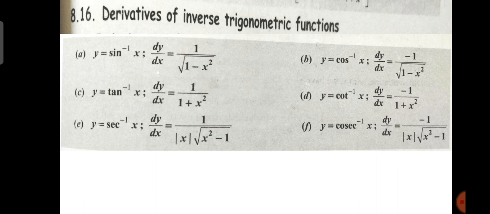So these trigonometric functions are related to each other. The derivative of sine inverse x is given, and the negative of it is the derivative of cos inverse x. Similarly for tan inverse x, the negative is the derivative of cot inverse x, and the negative of the derivative of sec inverse x is the derivative of cosec inverse x. So you just have to correlate and relate these derivatives, then there will be no confusion. Always study by relating one with another, then it will be easy for you.